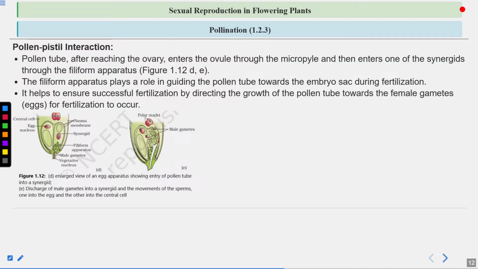So here you can see this filiform apparatus allowing this pollen tube to enter inside. It is guiding it. And here the pollen tube releases all its contents. You can see the male gamete or male nuclei. The male gamete and the male nuclei are the same thing. And here you can see one male nuclei is here and one male nuclei is here, right?